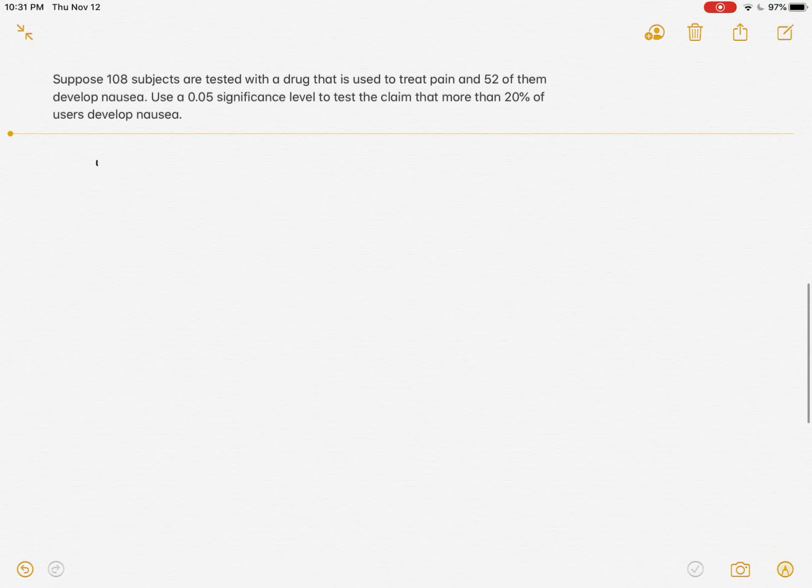Okay, so we want to test our claim. Well, what's our claim? Our claim is that more than 20% develop nausea. Well, 20% is a percent, and I'm claiming that percent is above 0.20. Our null hypothesis is always an equality statement between those symbols and the number. And the alternative hypothesis is the claim, provided the claim's not equal to.